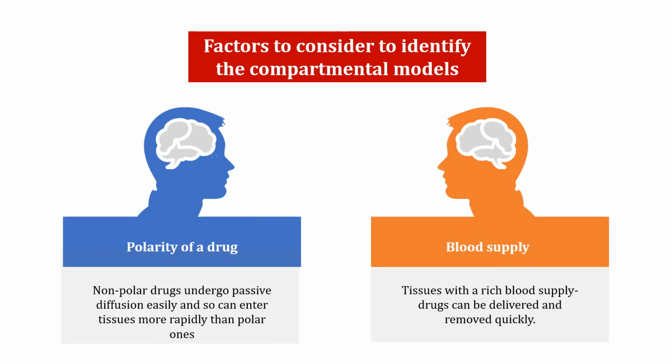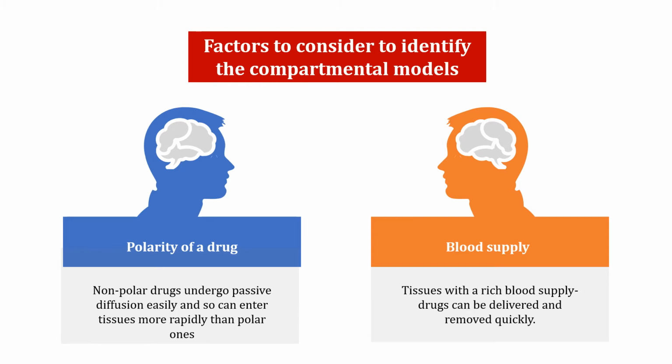So there are some factors to consider to identify the compartment models. The two most important: first is the polarity of the drugs. Non-polar drugs undergo passive diffusion easily and so can enter tissues more rapidly than polar ones. The other major factor is blood flow into the various organs. Where tissues have a rich blood supply, drugs can be delivered more quickly, whereas significant delay is unavoidable where blood flow is poor. For many drugs, blood flow seems to be one of the most critical factors.